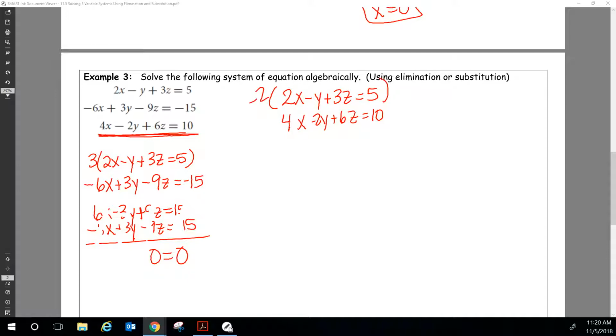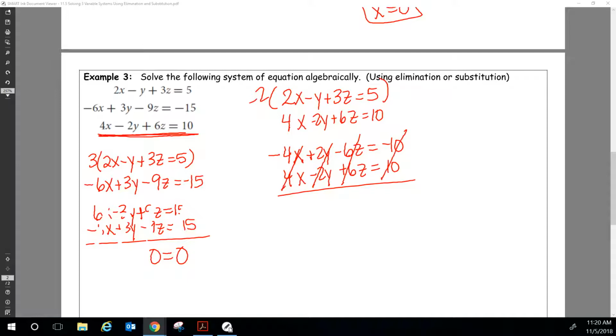So negative 2 times 2x is negative 4x. Negative 2 times negative y is 2y. Negative 2 times 3 is negative 6z. Negative 2 times 5 is negative 10. Keeping the second equation the same, what do we get rid of? When we add these guys together again, my x's cancel, my y's cancel, my z's cancel, my 10 cancels, and I get 0 equals 0.